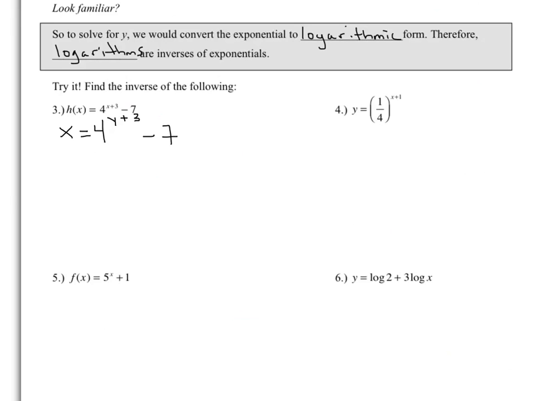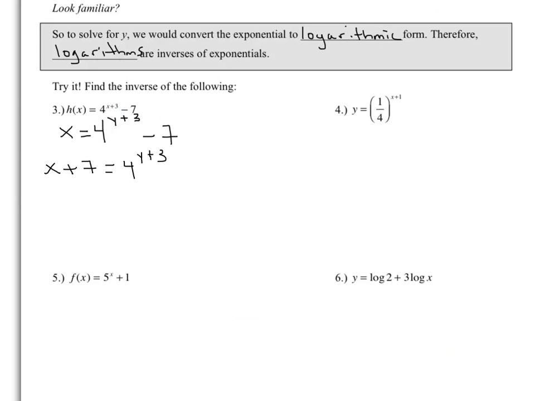Our next step is to solve for y. In order to do that, I need to isolate this exponential. So I have a 4 to the y plus 3, so I need to isolate this. So that would entail having to add the 7. So you'll have x plus 7 is equal to 4, and then our exponent of y plus 3. So now, this is where we ended up yesterday.